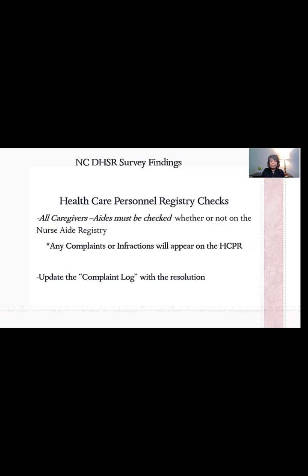If they say they're not on the registry, you still need to go to the healthcare personnel registry and check their name and I think the last four digits of their social security number, because if in that period that they've been working in others' homes and working for other agencies, if they have had any complaints or infractions, whether they were substantiated or not, they will be listed there on the healthcare personnel registry.